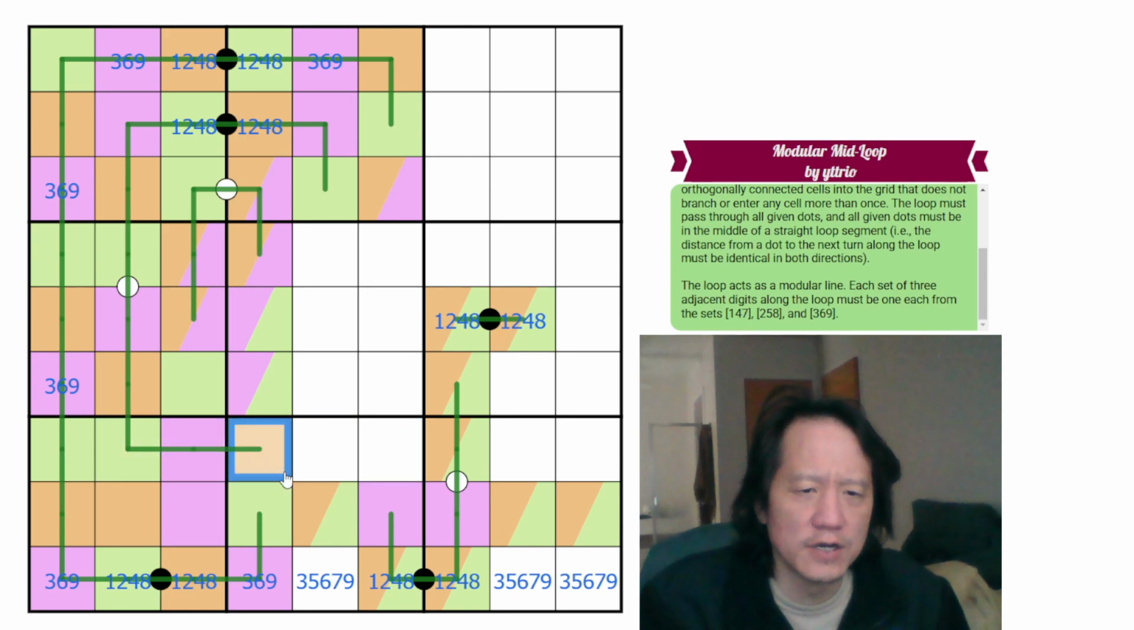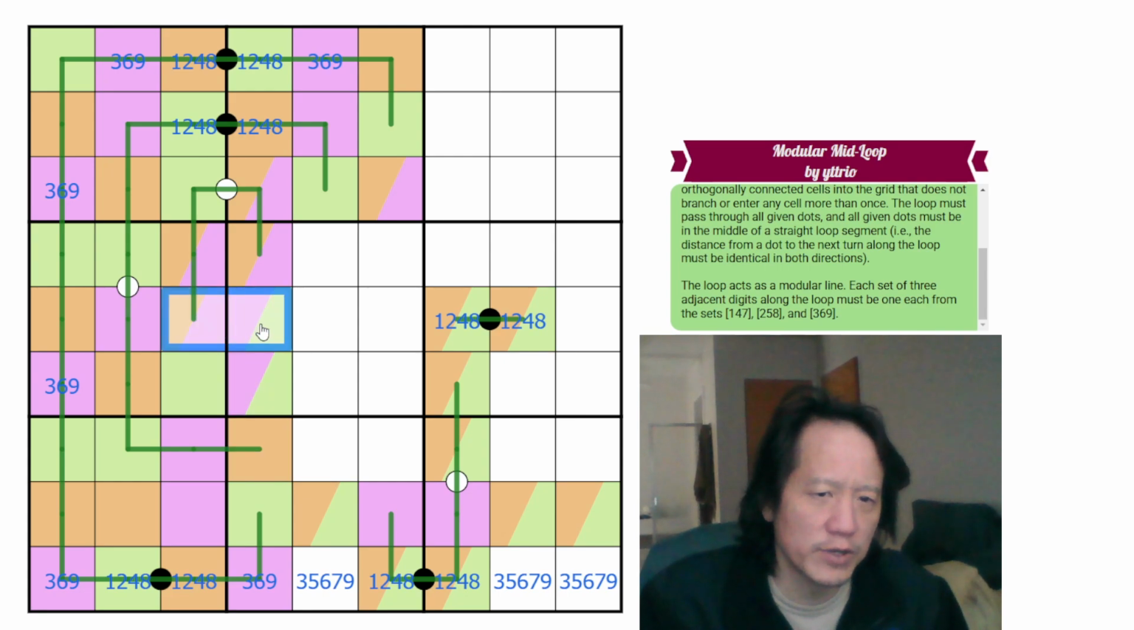Though interestingly enough, if it went this way as green, it could not connect to this at all, right? It would have to go green or something like that, and then this would have to be green that way.